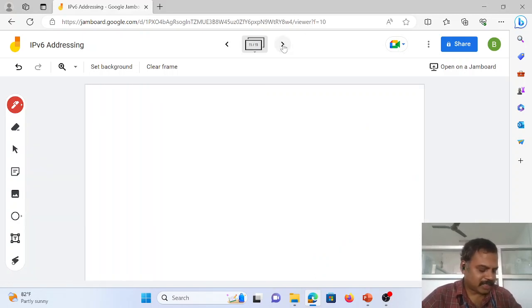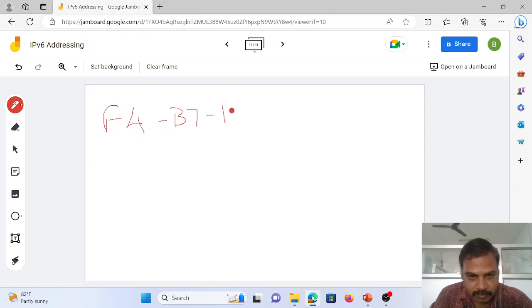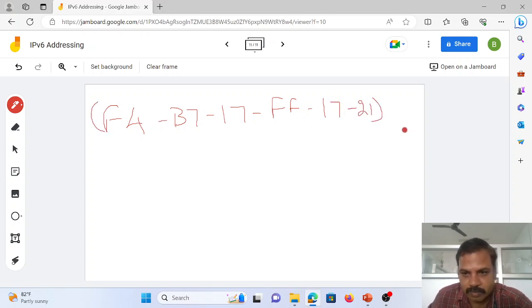The other method is if they have given the Ethernet address. Ethernet address is only 48 bit. From this 48 bit, how can we derive the interface identifier? For this, we can see a problem. Let's take the same number. They have given F4, E7, 17, FF, 17, 21. It's a hexadecimal number they have given. But now they have given the physical address. The physical address, as I told, the length will be 48 bits.